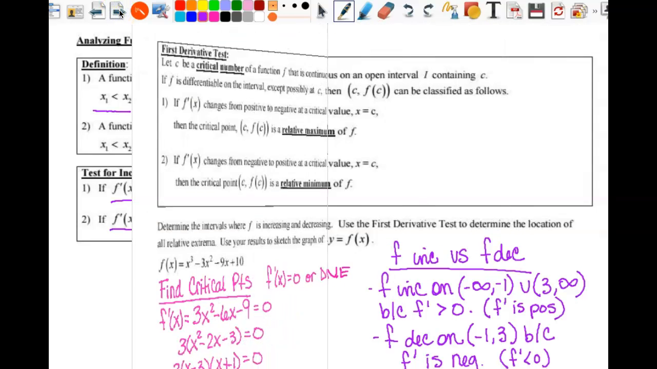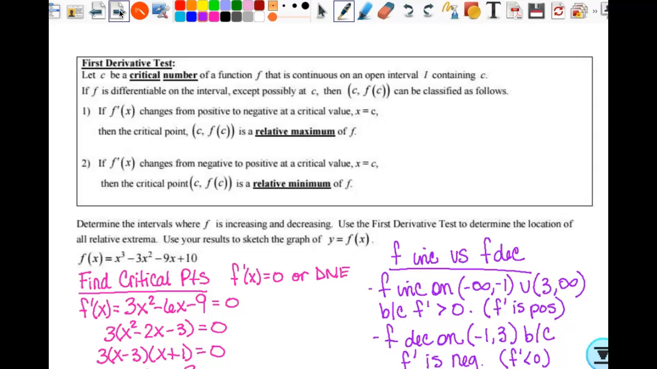So then the official first derivative test that we did, all based on what we knew how to do. Here's what these words say. Let C be a critical number of any function f that is continuous on an open interval containing C. If f is differentiable on the interval, except possibly at C, then f of C can be classified as follows. If f prime of x changes from positive to negative at the critical value, okay, we found the critical points, if it changes from positive to negative, it's a relative maximum. If it changes from negative to positive, it's a relative minimum.